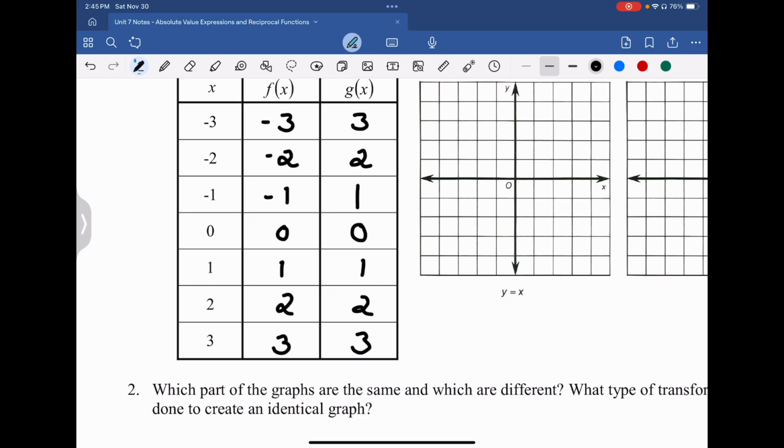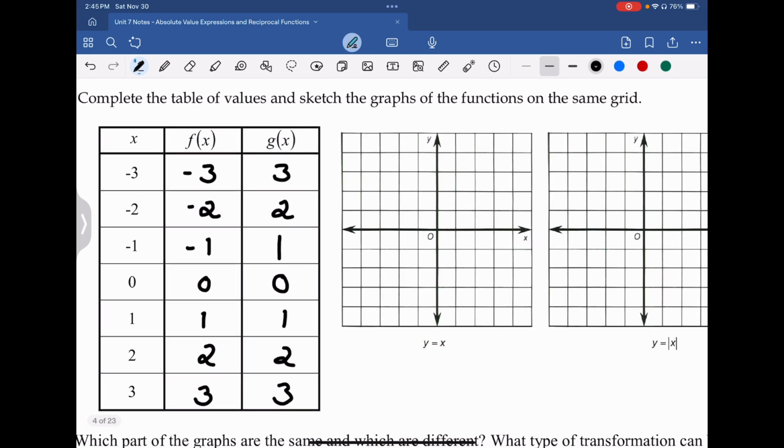All right, now let's graph these out. In the first graph, we're going to write y equals x, or f of x equals x. I'm going to plot all these points out. At -3, it was -3, which puts us here. At -2, it was -2. At -1, it was -1. We had 0, 0, which is right in the origin. We have our 1 and 1. We have 2 and 2, and 3 and 3.